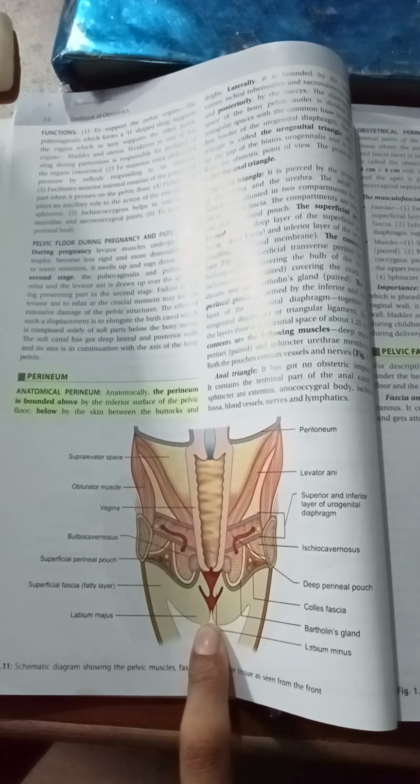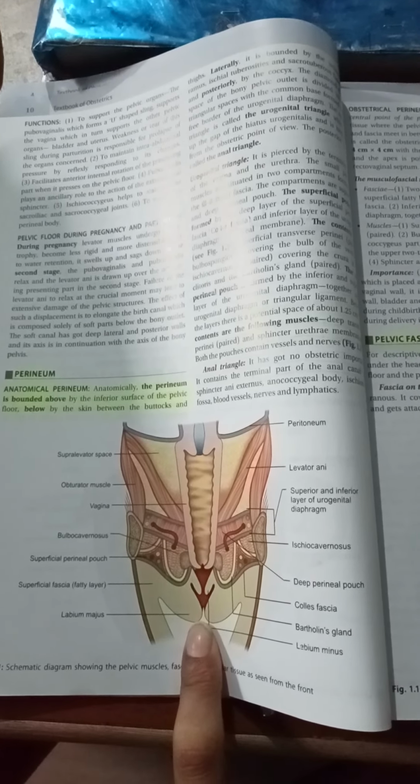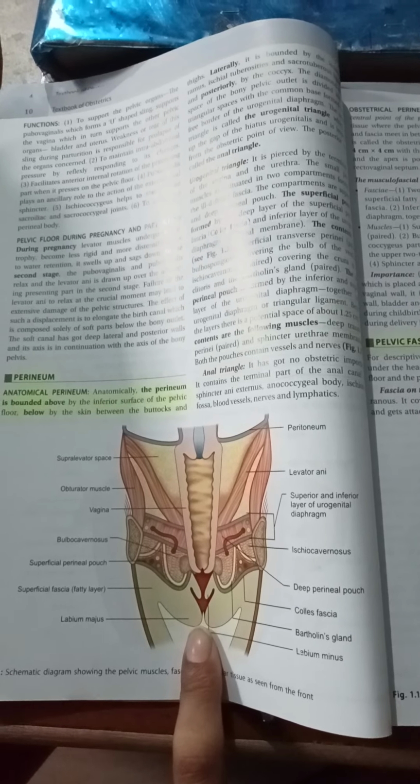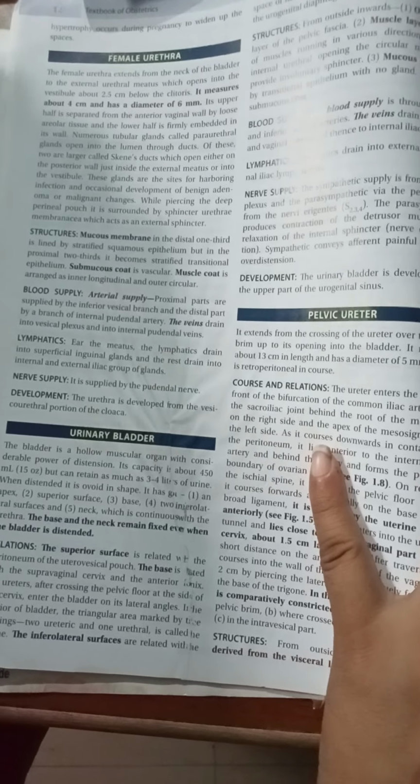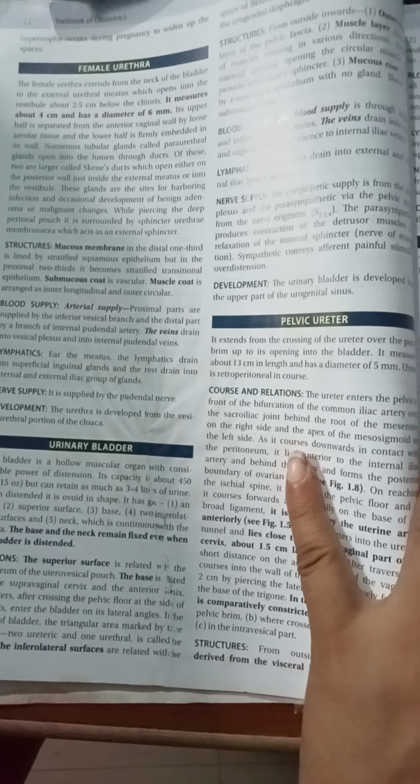Anatomically, perineum is bounded above by the inferior surface of the pelvic floor and below by the skin between the buttocks. Then pelvic fascia, pelvic cellular tissues. These chapters: female urethra, urinary bladder, pelvic ureter, breast. This is the breast.